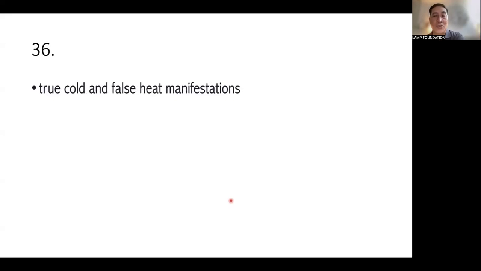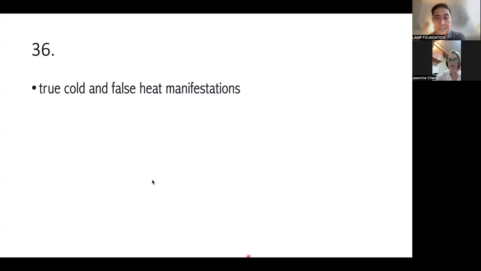Okay, we have a diagnosis called true cold and false heat. What are the manifestations here? Fever, but with desire for warmth, floating redness on face, thirst with preference for warm water, large and forceless pulse. Okay, how are you going to differentiate?